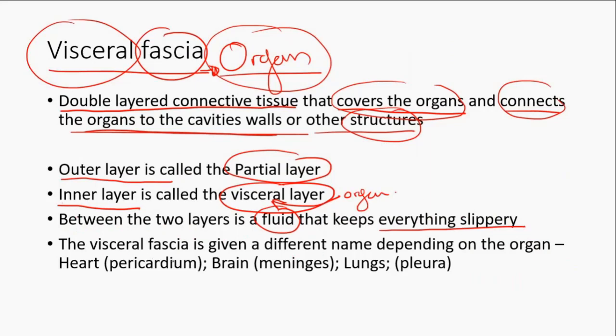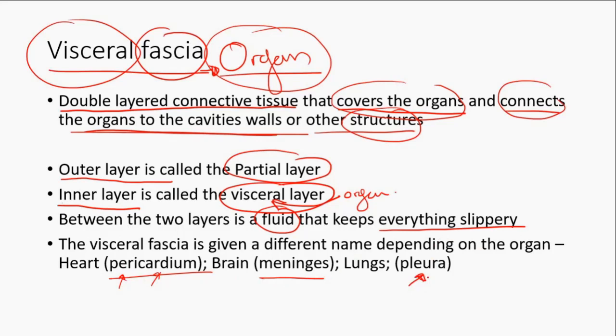So the visceral fascia is different depending on the organ, so we don't generally just say visceral fascia. Sometimes we want to be more specific. If we want to talk about the visceral fascia that's surrounding the heart, we would say the pericardium. In other words, peri means surrounding, cardium means heart, so pericardium, surrounding the heart. If we want to talk about the visceral fascia of the brain, we say meninges. If we want to say the visceral fascia of the lungs, we say the pleura.